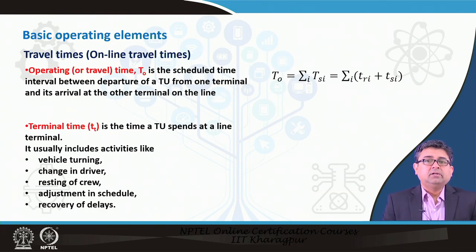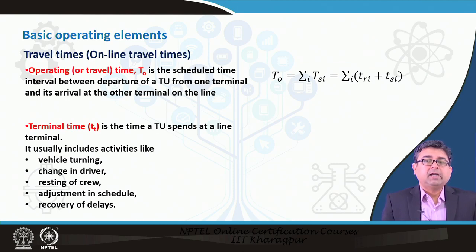Next is what is called the operating time or the travel time. It is the scheduled time interval between the departure of a TU from one terminal and its arrival at the other terminal on the line. So, now you remember what is a terminal station, right. Terminal stations are the two end stations. So, when we talk about an operating time, we are looking at the time when a vehicle or a TU leaves one terminal and when it arrives at the other terminal on the same line.